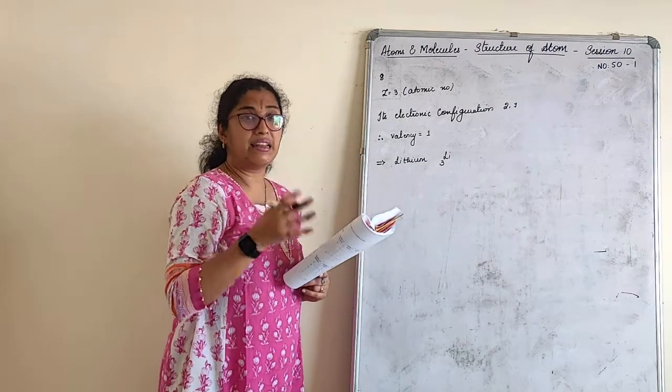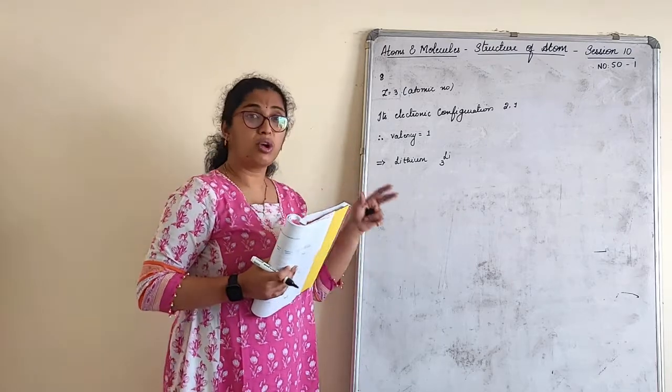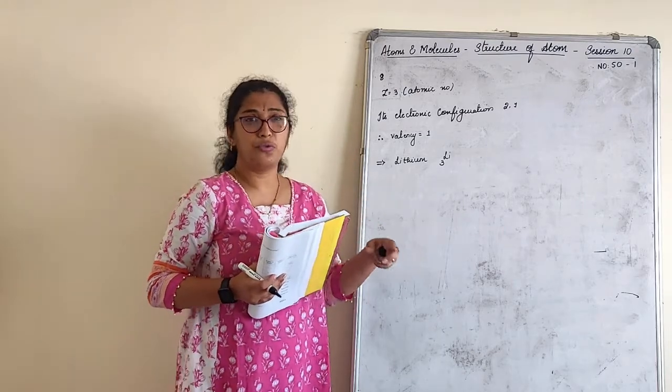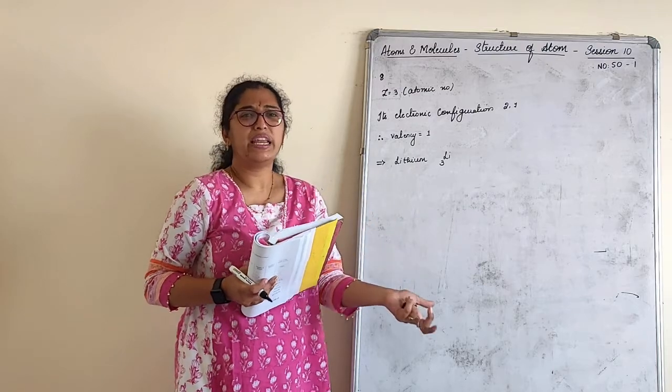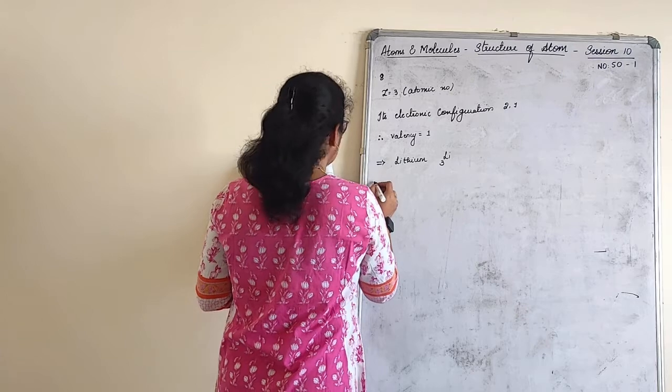It's an oral direct question. If I ask you, give the element whose atomic number is 3, 4, 5, 11, you should be knowing which element it belongs to. That's all. That is the 9th one.